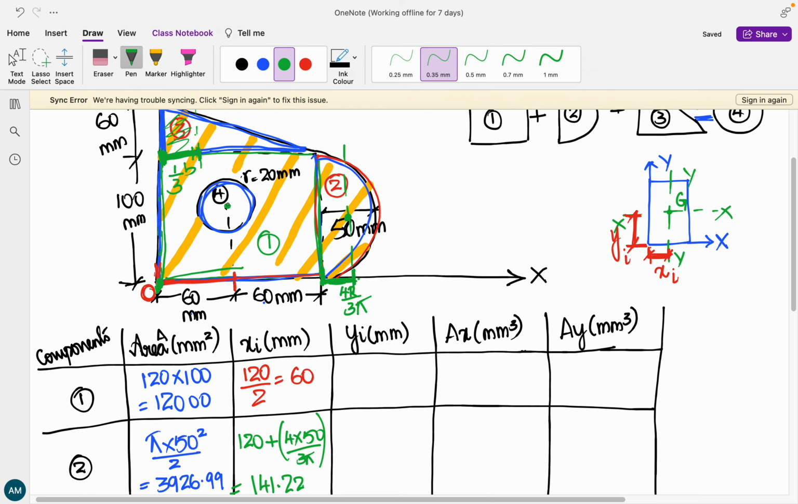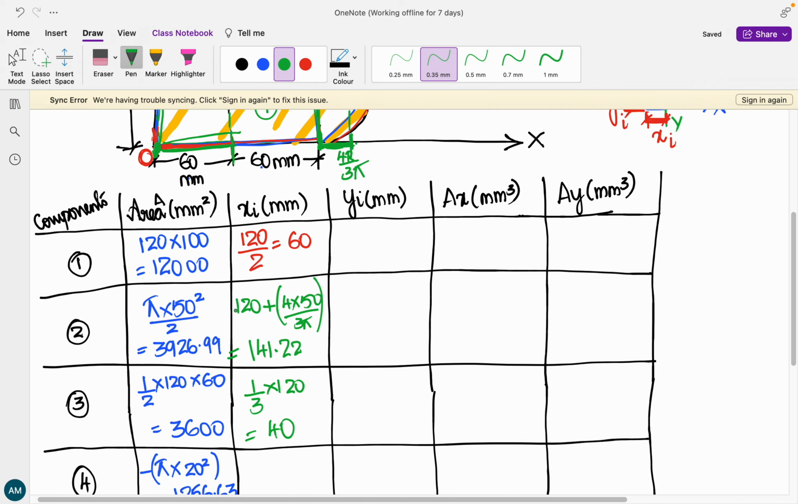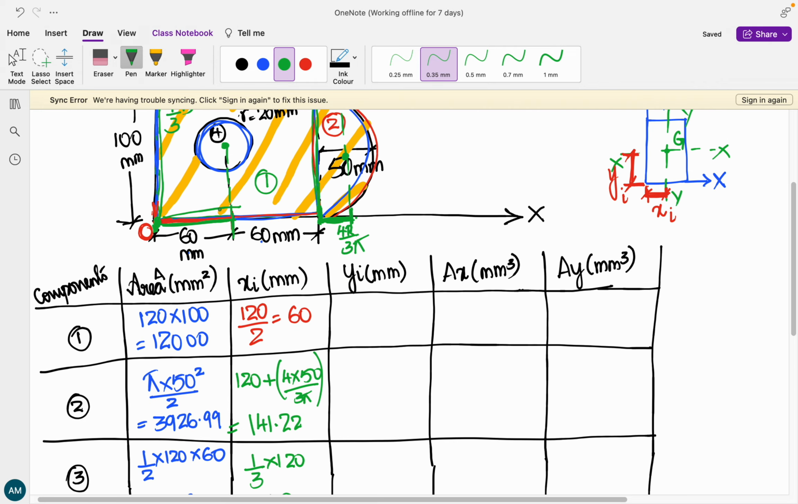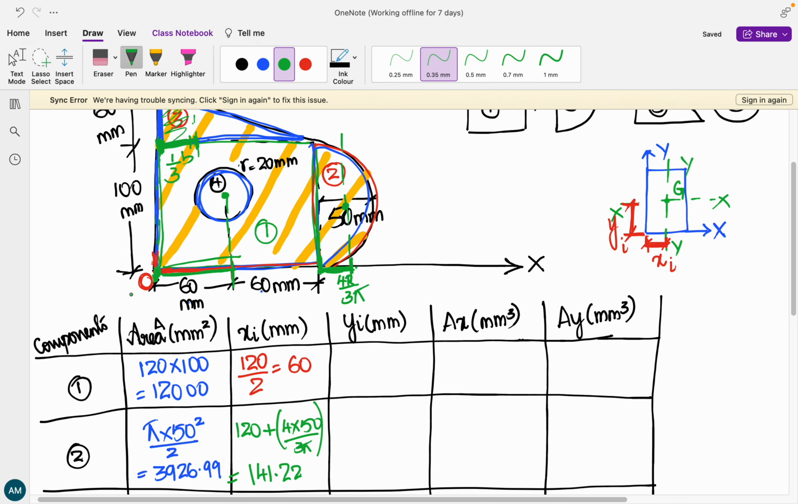The last one, that is your circle. Can you see that from the center of the circle itself, a line is coming over here and it has been dropped onto the x-axis. So from the origin, what is the distance to that line? 60 mm. So 60 is our xi for the fourth component. We are not going to use a negative sign. We are traveling along positive x-axis. We are definitely not going to use a negative sign.